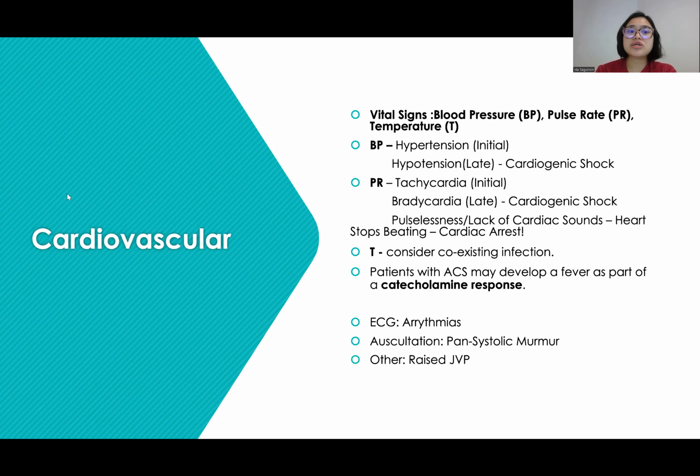Next, we've got the cardiovascular. Our vital signs under this include BP, pulse rate, and temperature. For our BP, the patient's initial response would be hypertension. But as we mentioned earlier, hypertension could increase the afterload and therefore further increase oxygen demand. When that's prolonged, the late sign, hypotension, could lead to cardiogenic shock.